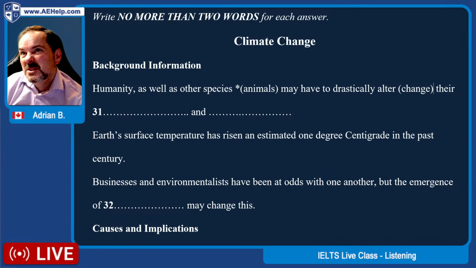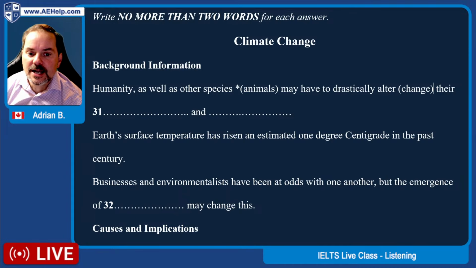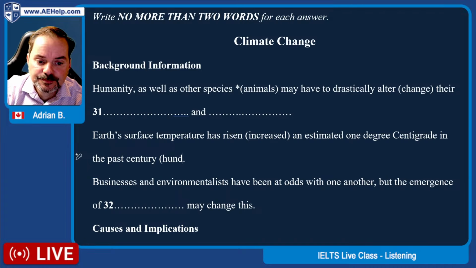So humans are animals, but we separate them in conversation sometimes. So here he used animals to paraphrase the word species. So that is correct. Yeah. And again, go through it like this. Okay. I think instead of Earth's surface temperature has risen, he used the word increased. An estimated 1 centigrade in the past century. He didn't say century, he said past 100 years.